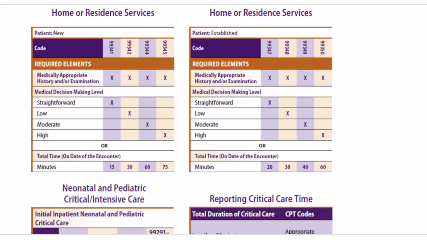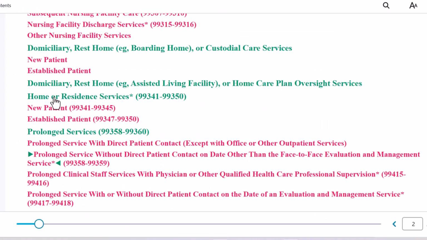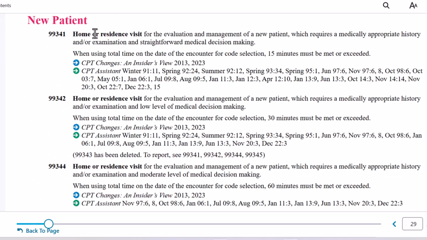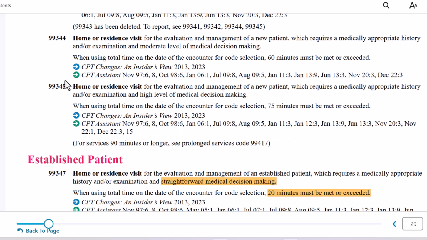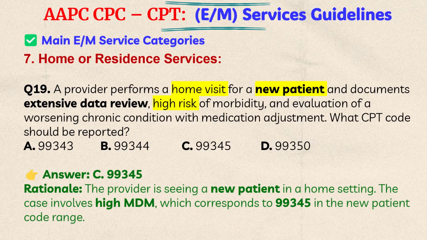So for the proper method, go to the evaluation and management table of contents. Here you have to go to the home or resident services and go to the subsection of new patient. It starts with 99341. So go to that code. Here you can see home or resident visit, this is straightforward medical decision making. Next one is home or resident visit for new patient, low level of medical decision making. This is for home or resident visit, new patient, moderate level of decision making. So 99345 is home or resident visit for new patient with high level of medical decision making. So for this question, the correct answer is C, that is 99345.